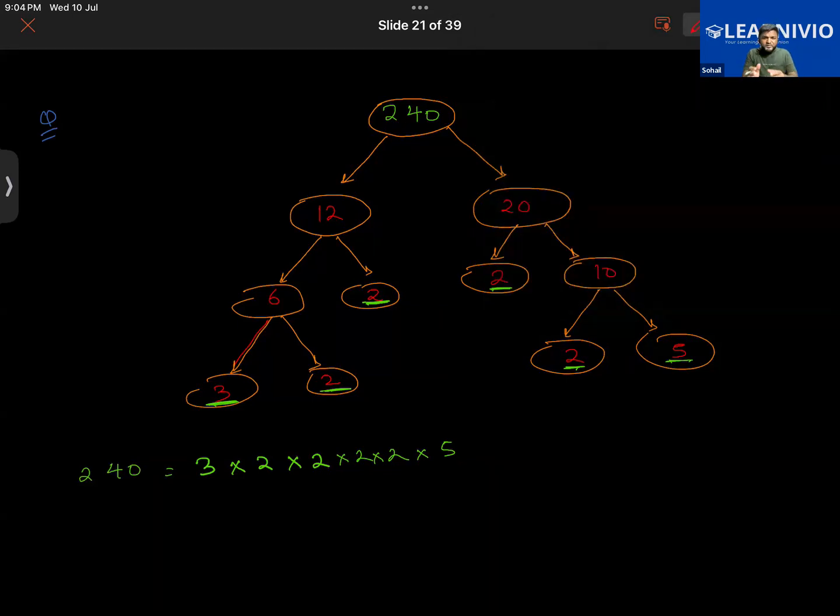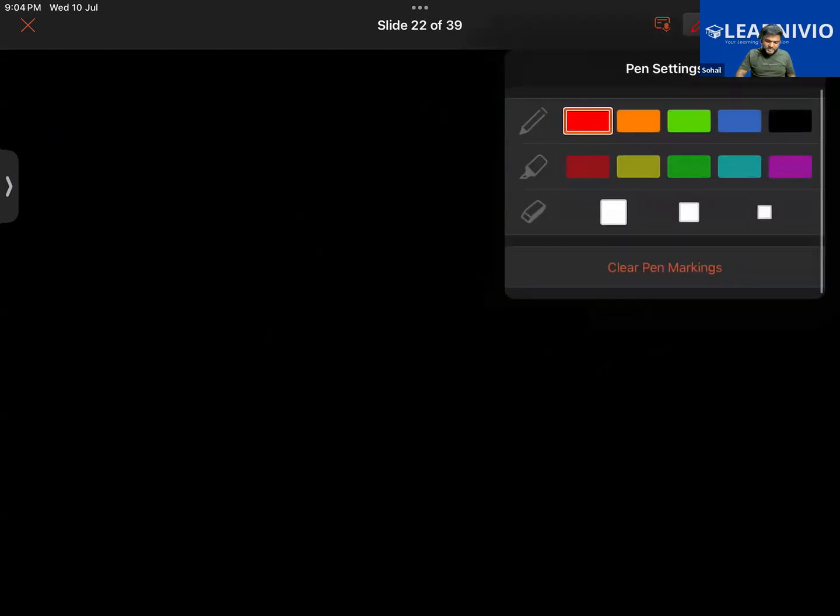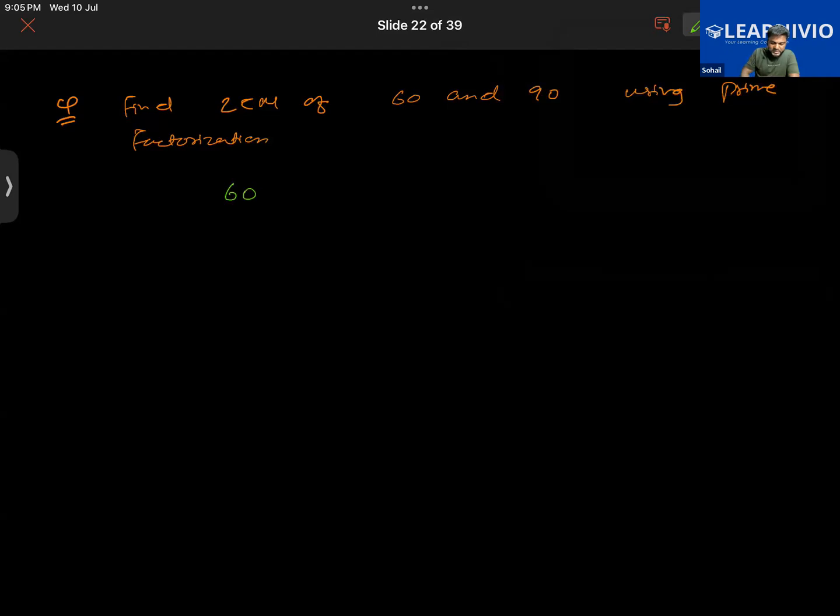Right now you have only learned about prime factorization. We are yet to learn how LCM has to be found. Say for example the question says: find the LCM of 60 and 90 using prime factorization. So first of all, you will do the prime factorization of the given numbers 60 and 90.